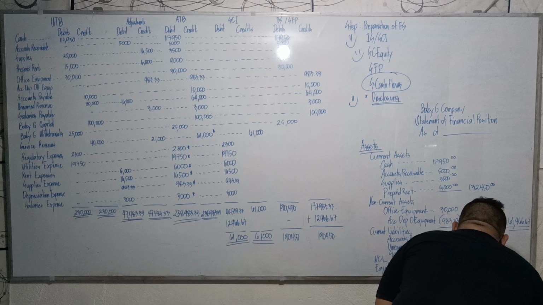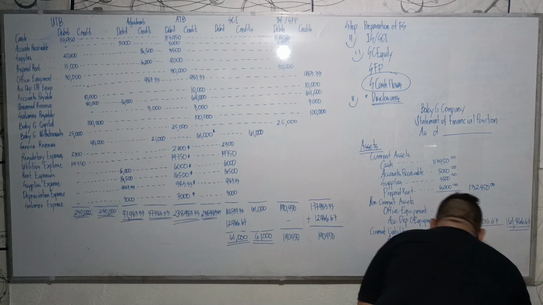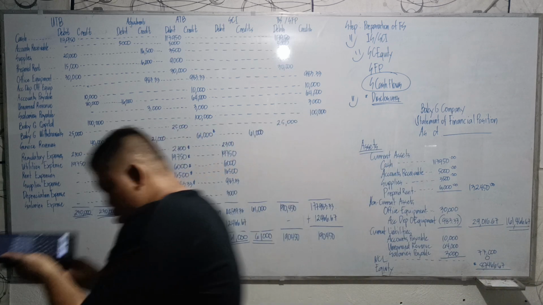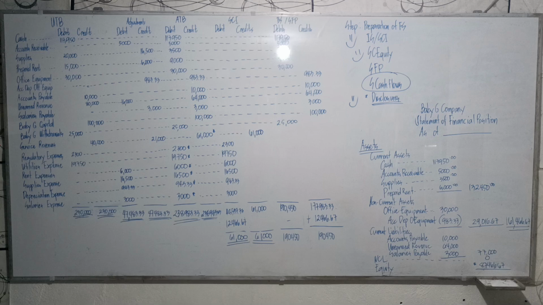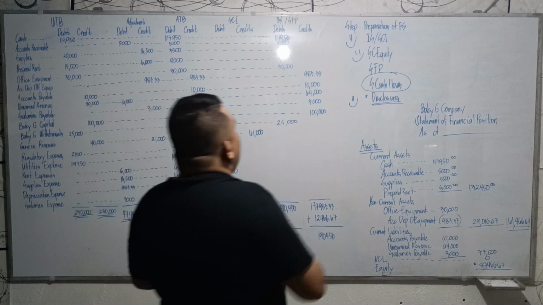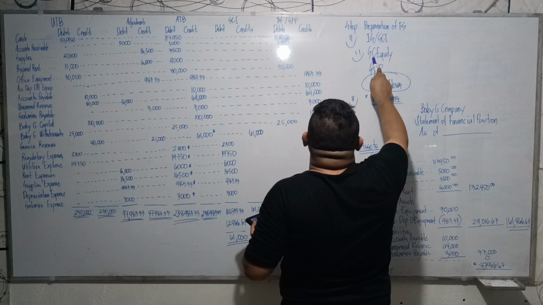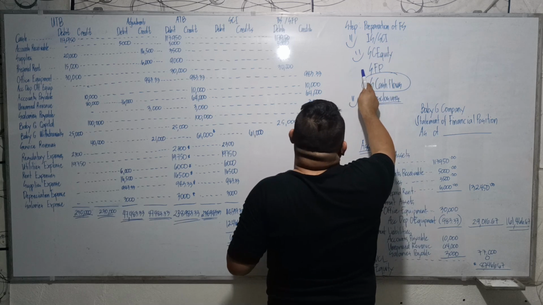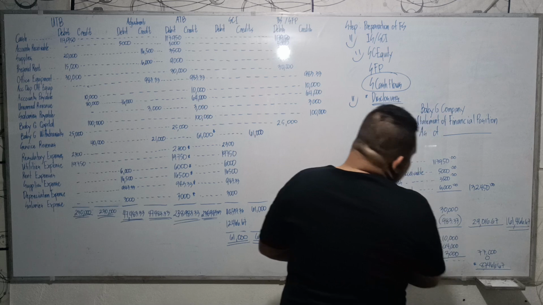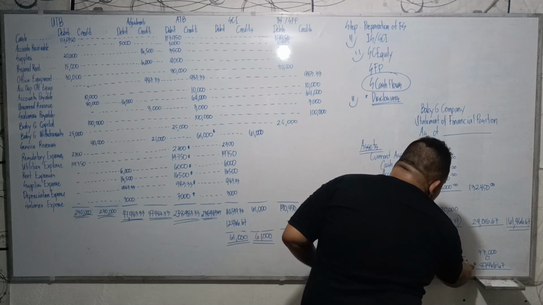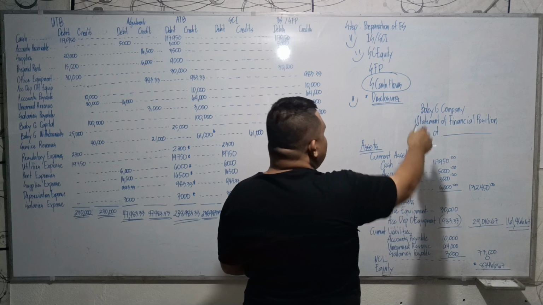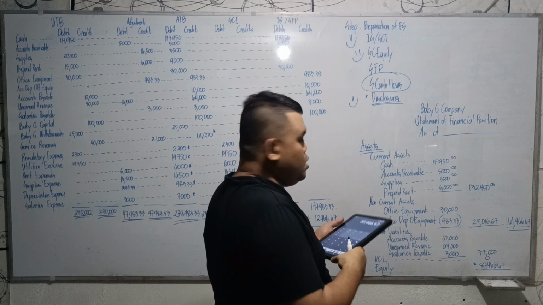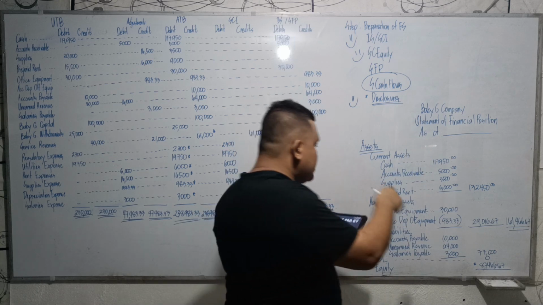87,466.67. And let me emphasize that this is just copied from the statement of changes in equity, which is why after the income statement, you should make first the statement of changes in equity before going to the statement of financial position, because you have to get this first. And if you cannot get this first, then you will not be able to complete the statement of financial position. Okay, so let's continue.